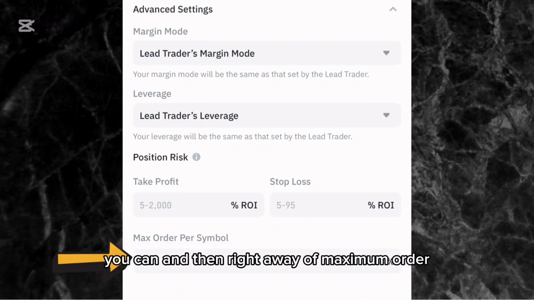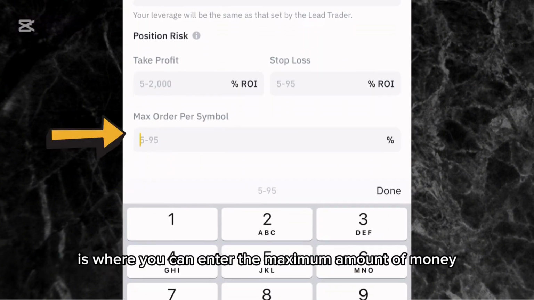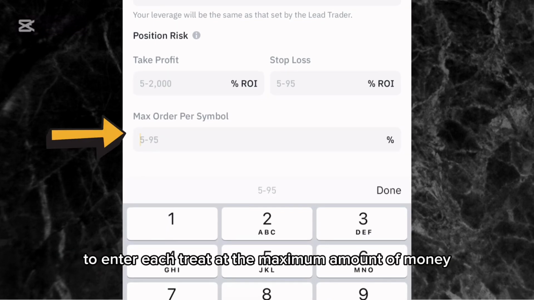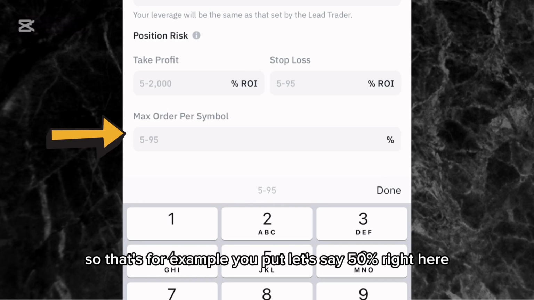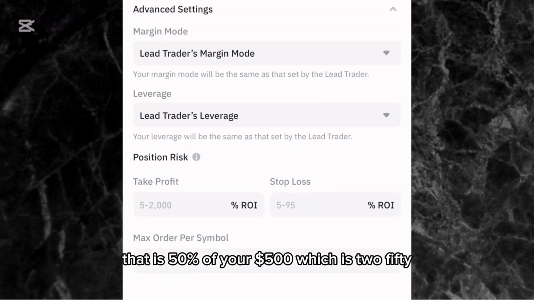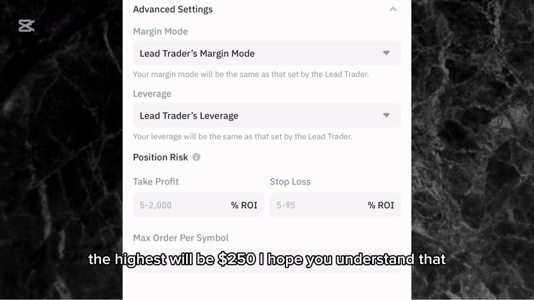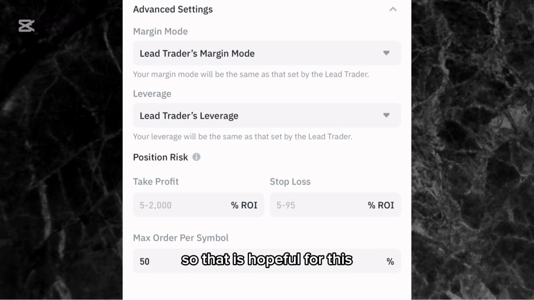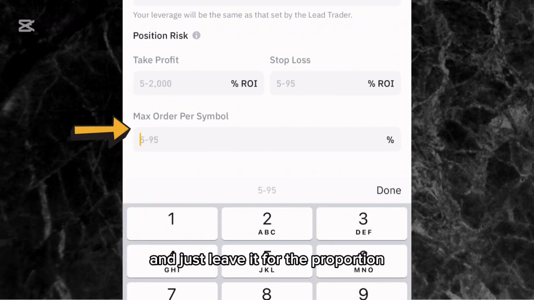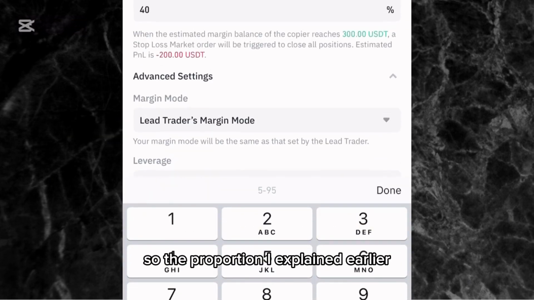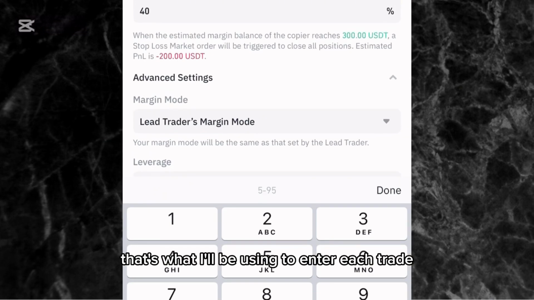And then right here where you have maximum order per symbol, this is where you can enter the maximum amount of money you want to use to enter each trade. So let's, for example, you put, let's say 50% right here. That is 50% of your $500, which is $250. That's the highest amount of money you want to use to enter any trade. So anything more than $250, you will not enter the trade with that much amount of money. The highest will just be $250. I hope you understand that. So for this, I can just leave it also and just leave it for the proportion. The proportion I explained earlier, that's what I'll be using to enter each trade.